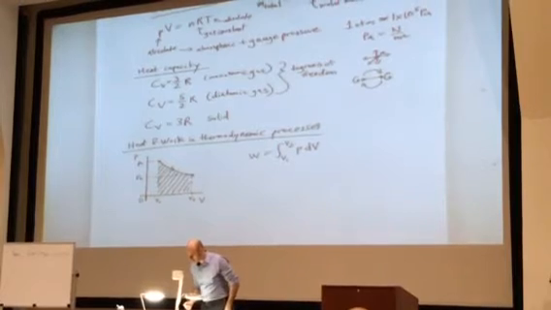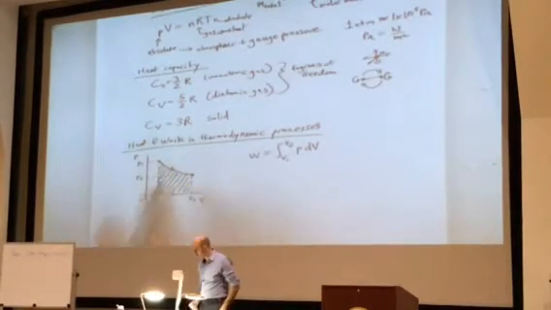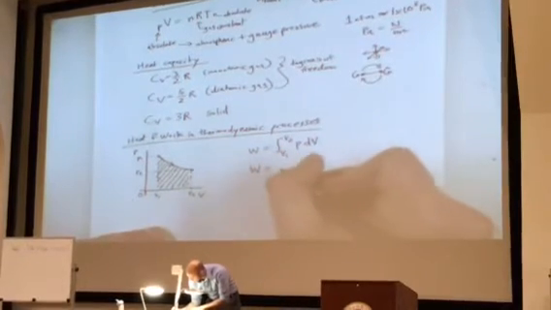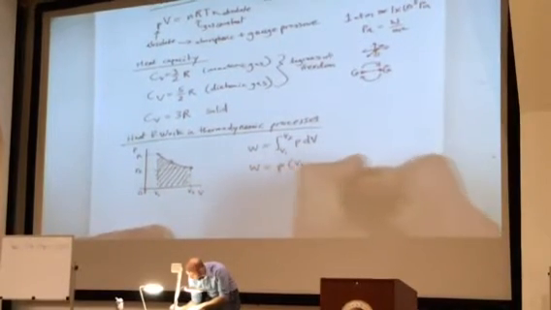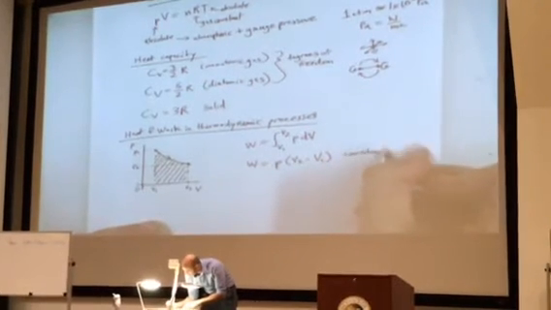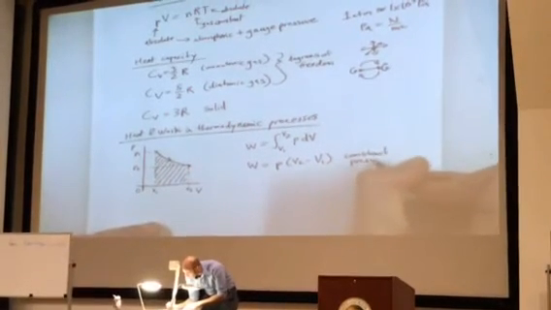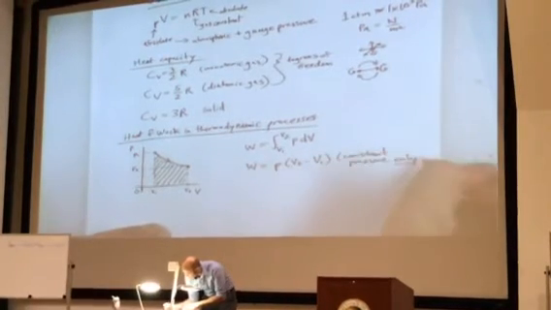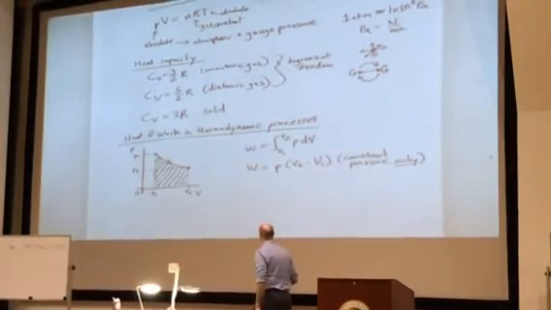Now, if the pressure is constant, though, right, so this is a varying pressure, but if I have a constant pressure, then this integral simplifies to pressure times V2 minus V1. So that's for constant pressure only, not for all situations.